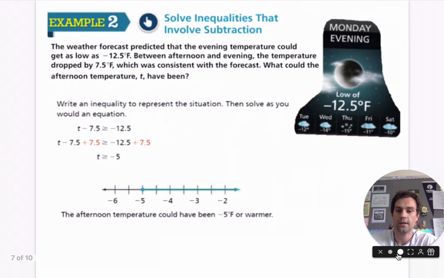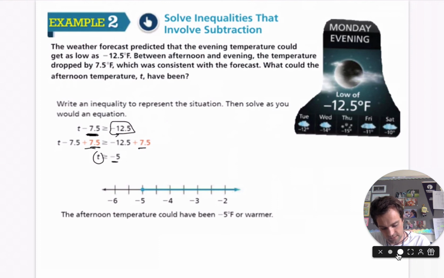The weather forecast predicted that the evening temperature could get as low as negative 12.5 degrees Fahrenheit between the afternoon and evening. The temperature dropped by 7.5 degrees Fahrenheit, which was consistent with the forecast. What could the afternoon temperature T have been? So we can see that it was predicted to be negative 12.5. It dropped by 7.5. So the original, if we add 7.5 to both sides, is negative 5. And we can shade everything to the right.